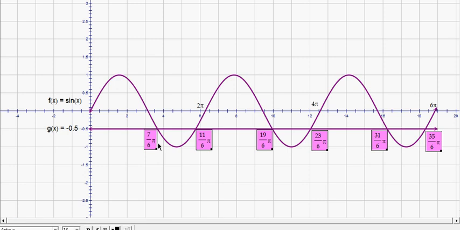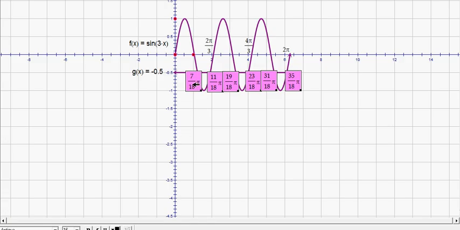So if I take all of these and divide all of them by 3, so I'm going to get 7, 11, 19, 23, 31, 35. If I divide all those by 3, because I'm doing with sine 3x, I'll get 7 eighteenths, 11 eighteenths, 19 eighteenths, and all the way up to 35 eighteenths. And so there's the answers there.